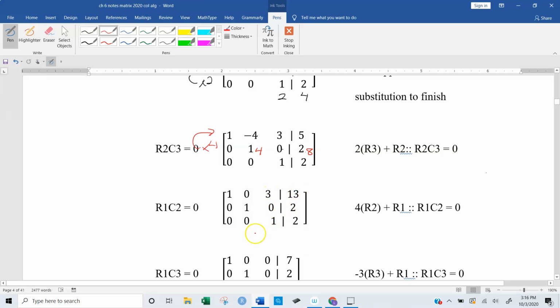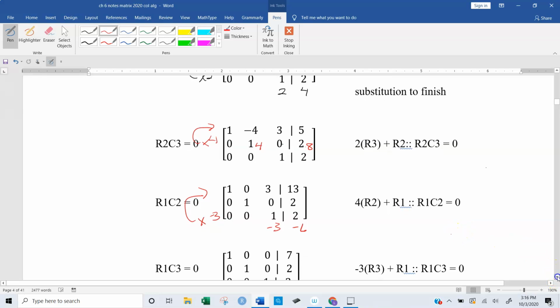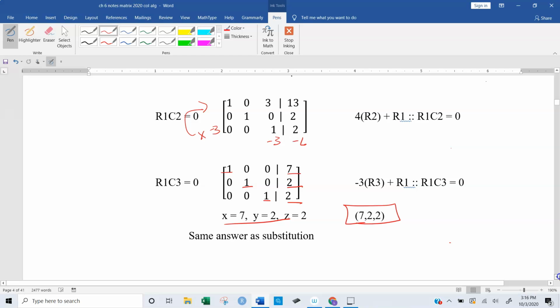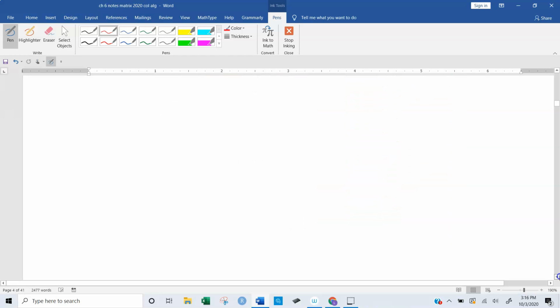Now I got to get rid of this 3, so now I'm going to multiply by the negative 3 and add up. Just negative 3, negative 6, which gives me the 0, 0, and the 7. So this tells me that x is 7, y is 2, z is 2. So this is my point that I've just found. It's the same as we did last time in substitution. Okay, now it's your turn.